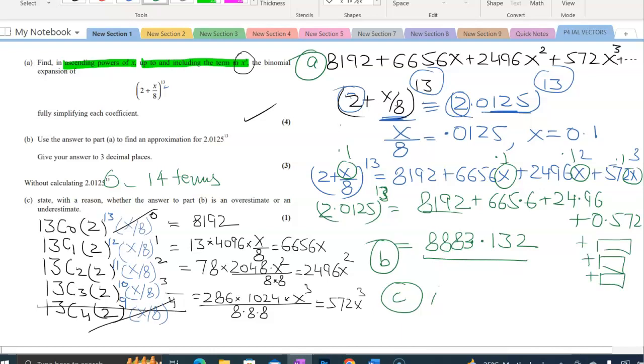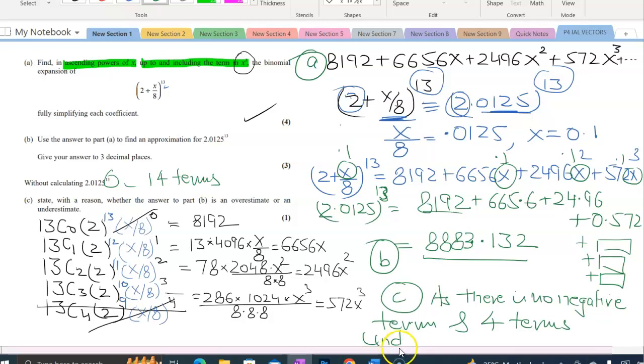So you can write that there is no negative term, and we have only taken 4 terms. So definitely it is underestimated. So the solution is underestimate. So that's how you solve this kind of question, and these are easy to solve. Try it. Hopefully you will get this kind of question in the exam.